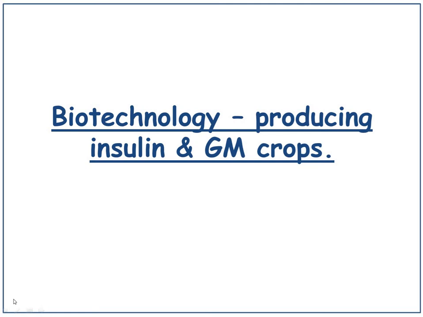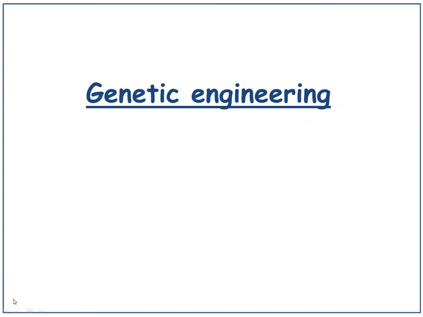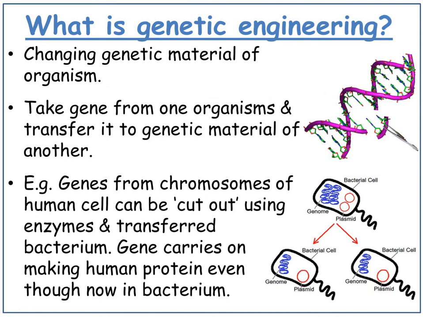Biotechnology, producing insulin and GM crops. Genetic engineering. What is genetic engineering? Changing the genetic material of an organism, where you take the gene from one organism and transfer it to the genetic material of another. For example, genes from chromosomes of a human cell can be cut out using enzymes and transferred to bacterium. The gene carries on making human protein even though it is now in the bacterium.